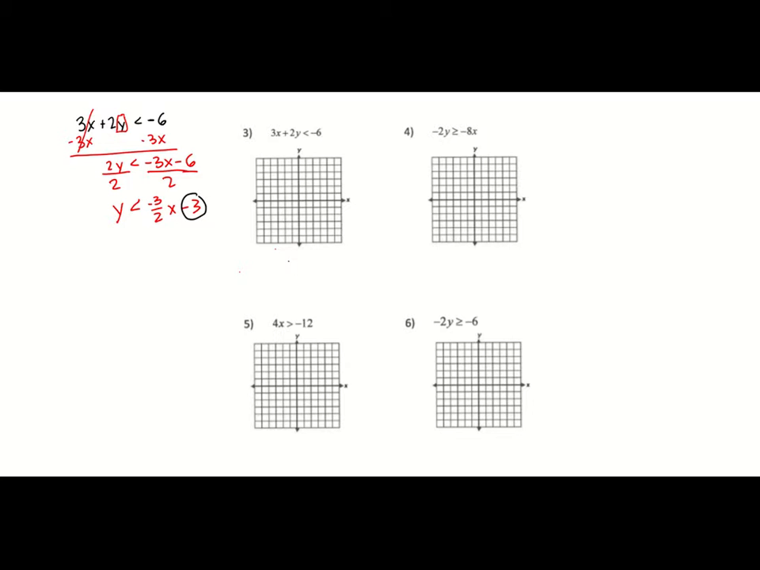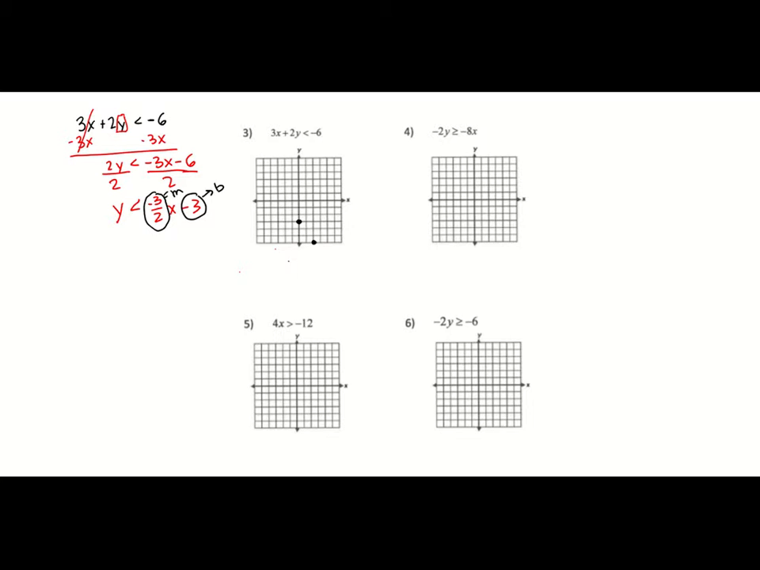Now I'm ready to graph because I have my y-intercept, which is negative 3. So I'm going to do that first. Go down 1, 2, 3. Then I'm going to look at my slope, which is negative 3 over 2. So again, I'm going to go down 1, 2, 3 over 1, 2.